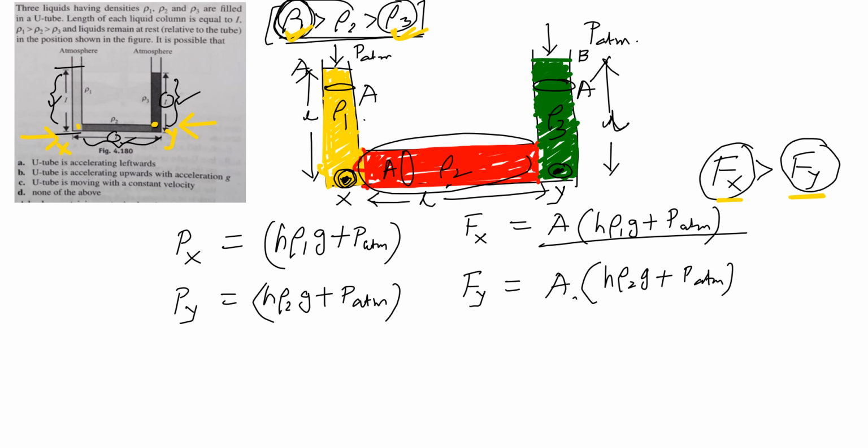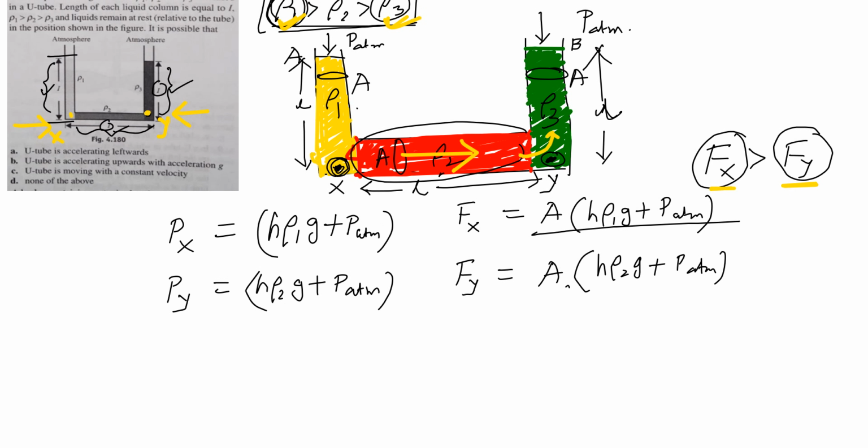a movement of the red color liquid in this direction. That means the red color liquid will just go inside this particular tube. That means it will become like this, okay? Now after that, what will happen, I am telling you.